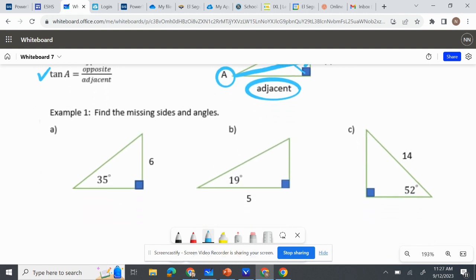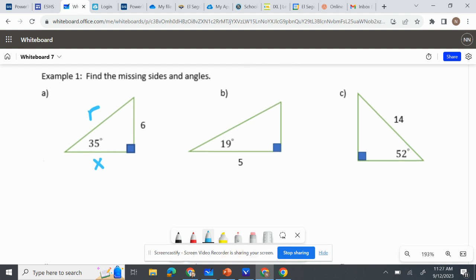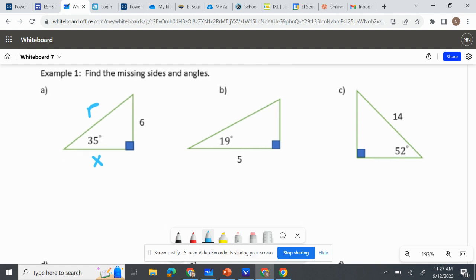So for example 1, we're going to find the missing sides. You're going to need a scientific calculator in order to solve this. I'm going to use x for all the horizontal lines, r for the hypotenuse, and y for the vertical lines. That's just getting us ready for the unit circle. You could use any variables you want, but I want to get us familiar with x, y, and r.